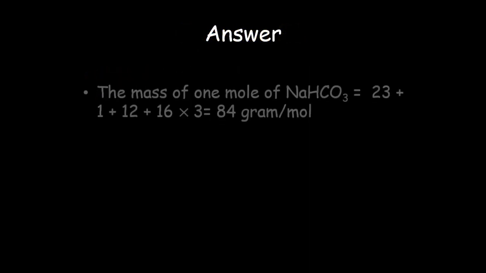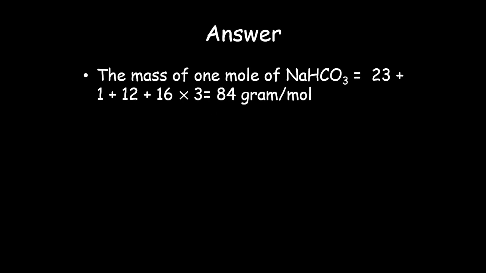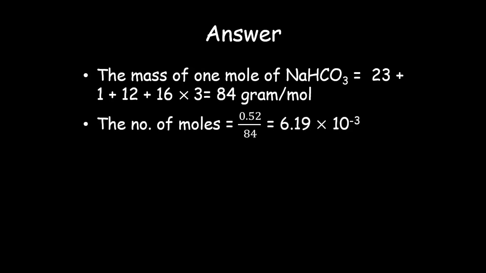First, we need to find the molar mass of the compound NaHCO3, which is equal to 23 plus 1 plus 12 plus 16 times 3, which is equal to 84 grams per mole. That is the molar mass. Now the sample is 0.52, so to find the number of moles of the sample, 0.52 over 84.